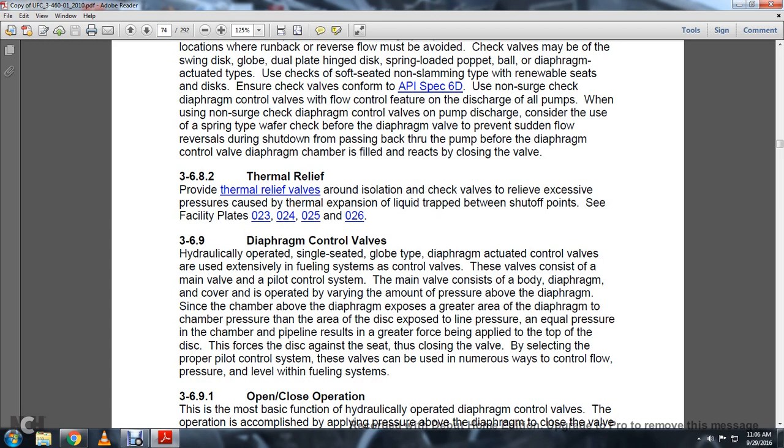369 Diaphragm control valves. Hydraulically operated, single-seated, globe-type, diaphragm-actuated control valves are used extensively in fuel systems as control valves. These valves consist of the main valve and the pilot control system.